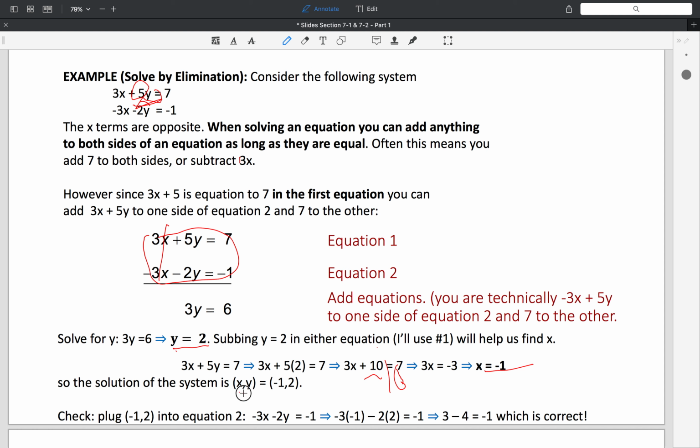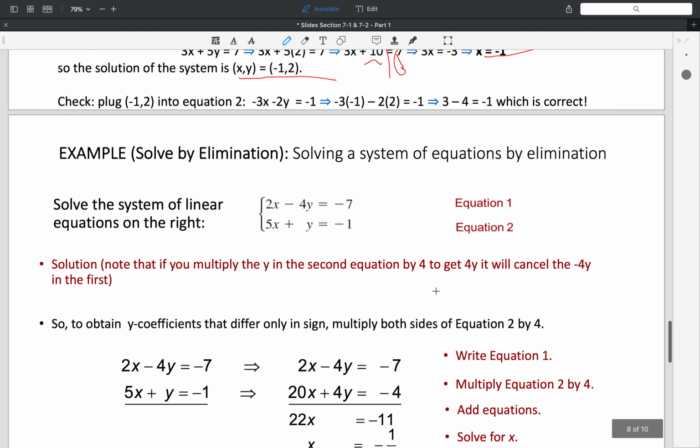solution is right here. And again, I'm checking this. I'm going to plug -1 in for x here, and I'm going to plug 2 in for y here, and I get a true statement. So that's my check. And again, if I wanted to check, I could plug it into the second one if I wanted to do a more thorough check. So that's one example.